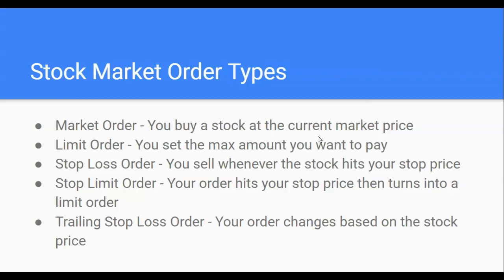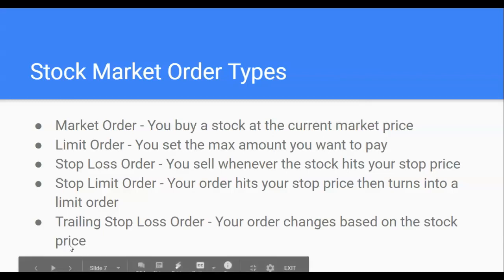Finally, we have a trailing stop loss order. So your order changes based on the stock price. So a lot of people, they like to use trailing stops. They might set it at 10%. So if the position comes down 10%, it'll sell it automatically. But this also allows you to lock in gains, because let's say the stock runs up 50% and then it pulls back. Well, then your order will be executed. So a trailing stop loss is another really powerful tool as well. So trailing stop loss orders and stop loss orders, probably the two most powerful things to protect against huge losses.